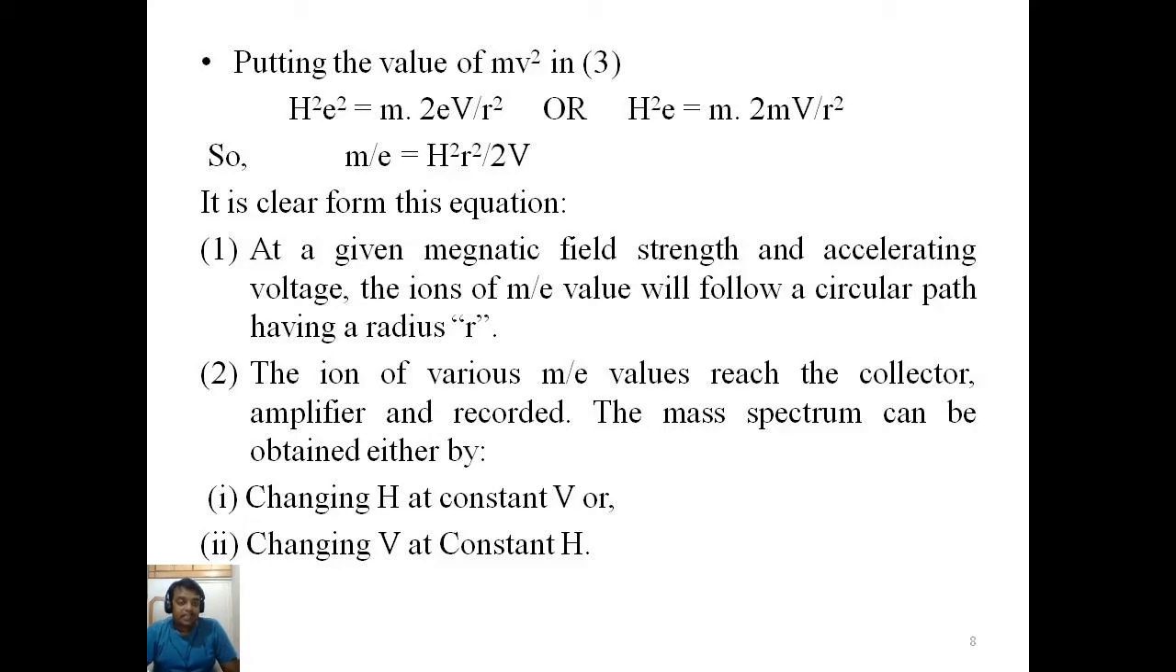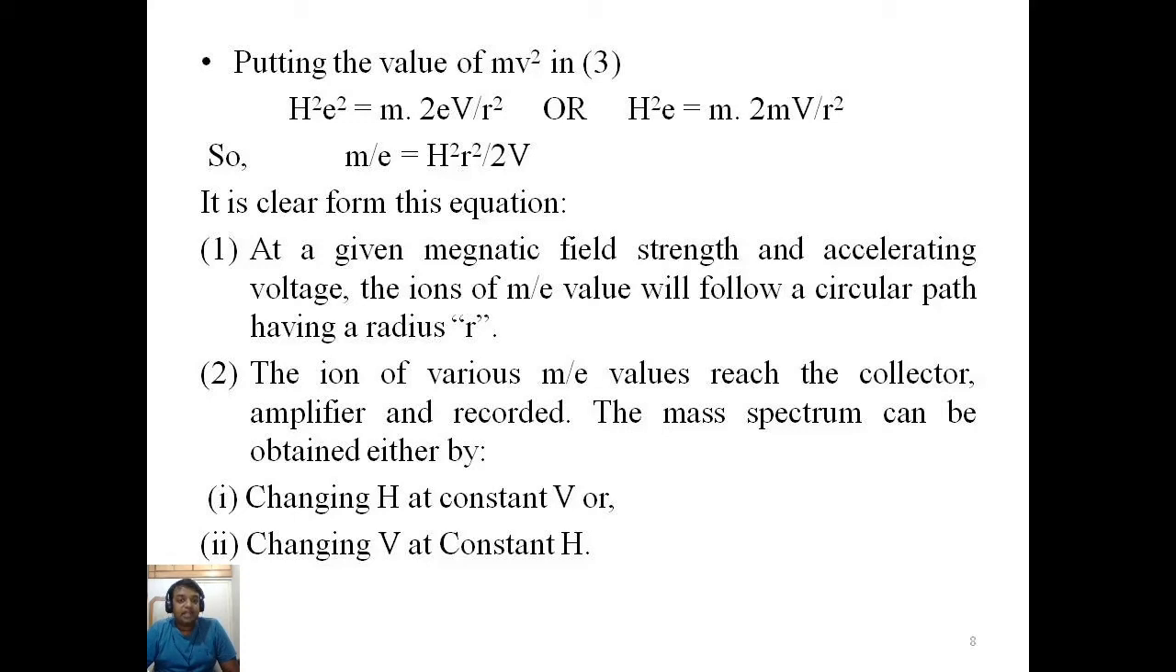So if we rearrange the equation, m by e is equal to H square r square upon 2 into capital V. Here m is the mass and e is the charge, and this ratio is sometimes mentioned by z also. So in some of the books it is written m by z, in some of the books it is written m by e. Both are the same.